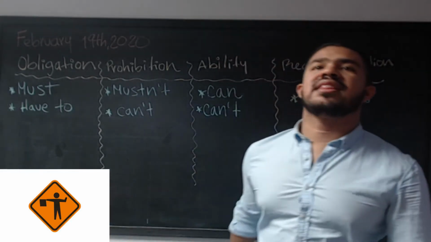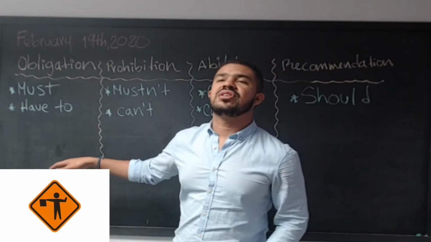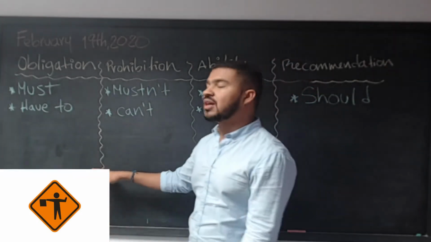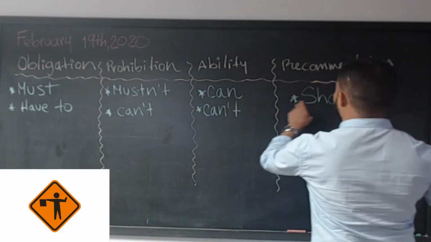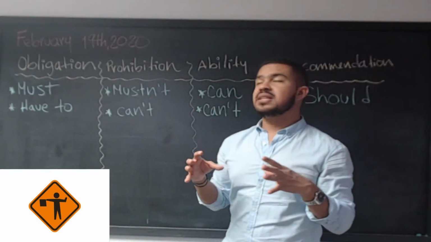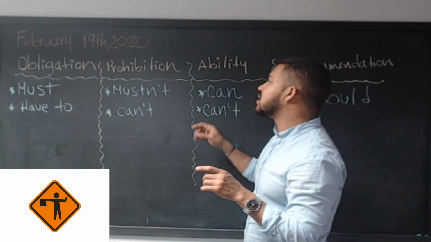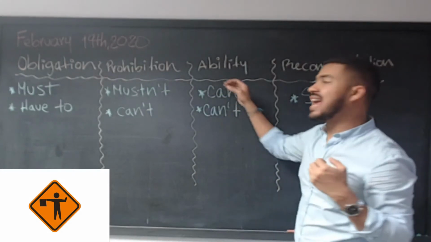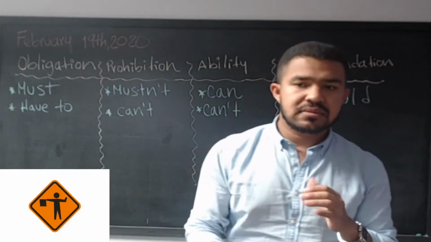Okay, good. So guys, look at this. There you got a sign, and you have to describe the sign or make a sentence, hacer una oración de esa señal, using any of these expressions: must, have to, mustn't, can't, or should. It depends on what the sign means. If the sign means an obligation, use must or have to. If it means prohibition, use mustn't or can't. If it means ability, use can or can't. If it means recommendations, use should. Okay? So, please.